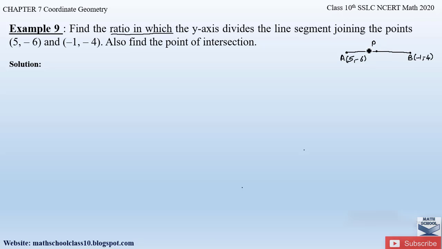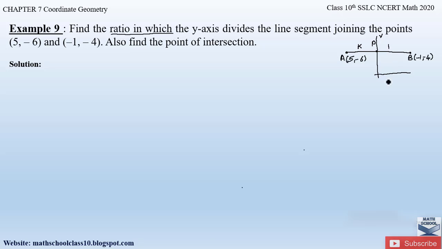Whenever they ask us to find out the ratio, we always assume the ratio to be k:1. You can also take m1:m2, but it is better to take the k:1 ratio, and we have to find out the value of k to determine the ratio in which this point divides the line AB. Also they have given us that the y-axis divides the line segment. So this point P lies on the y-axis, and we also have to find out the coordinates of point P which lies on the y-axis.